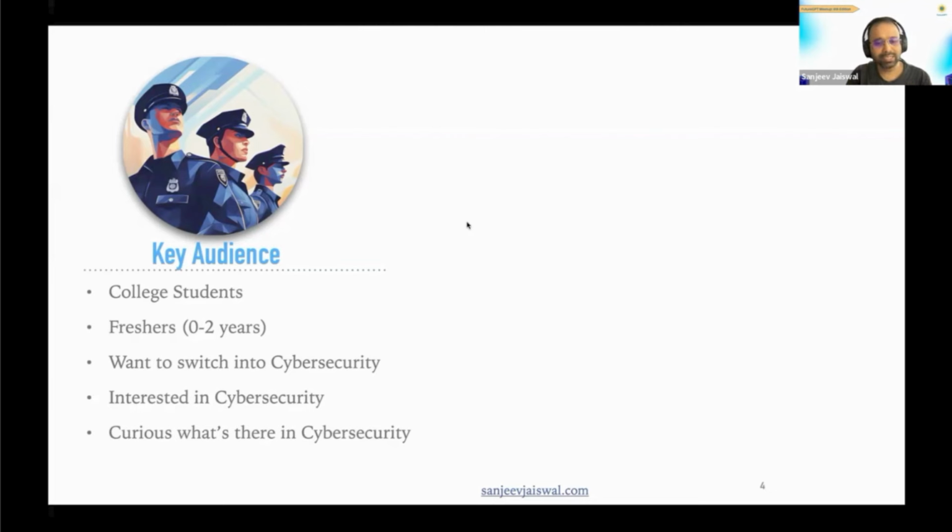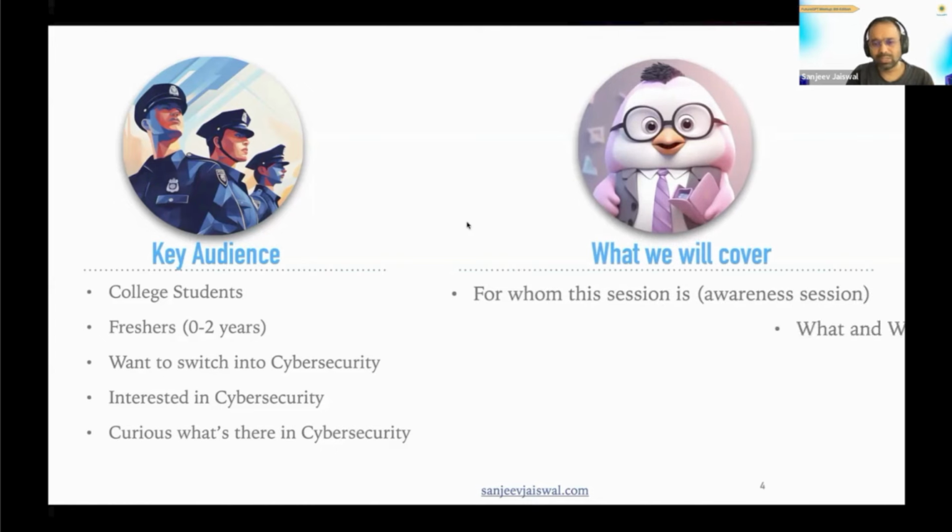Or anyone who is interested into say cybersecurity to understand, like, okay, I'm into the development, but I want to understand how security matters into the development side, right? Or anyone who is very curious about cybersecurity.